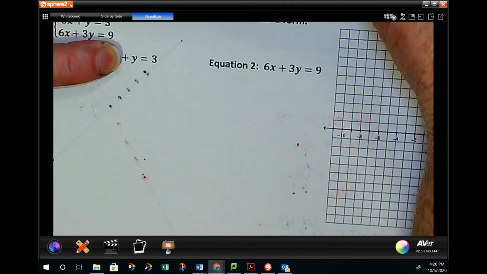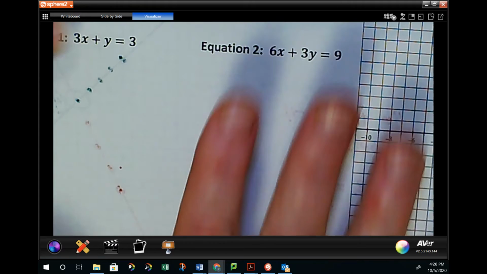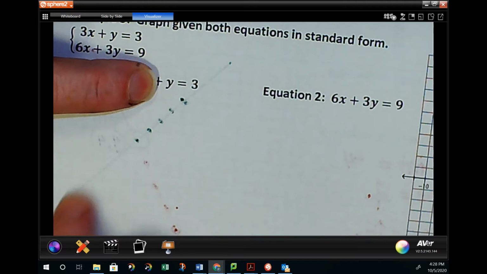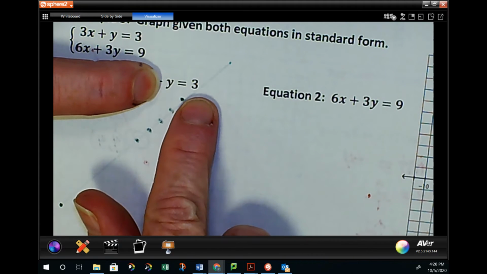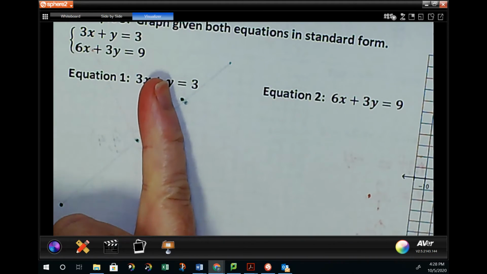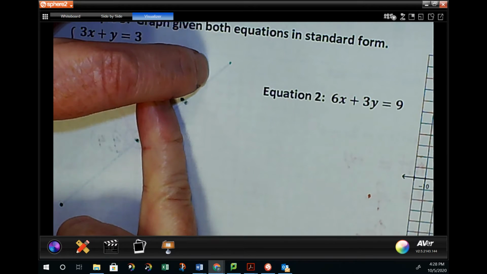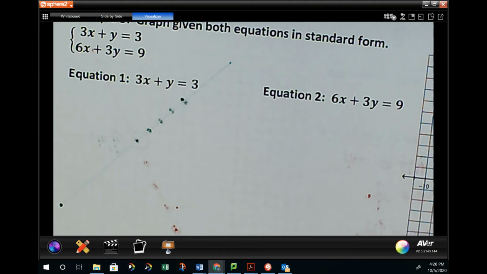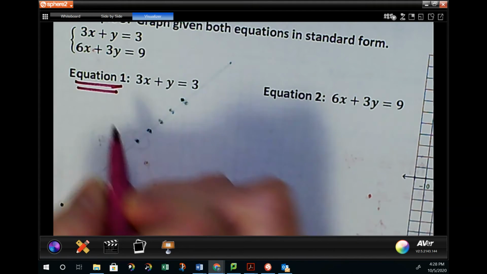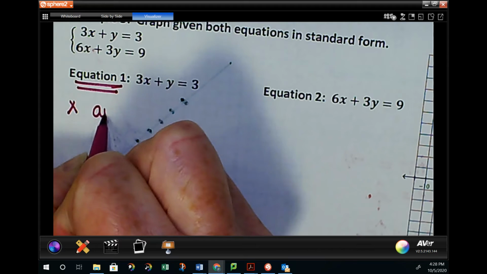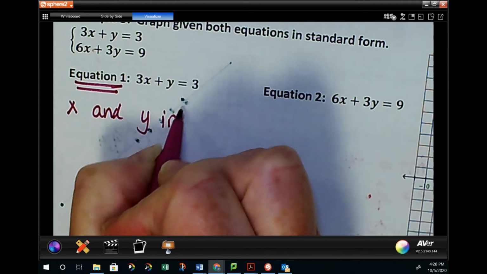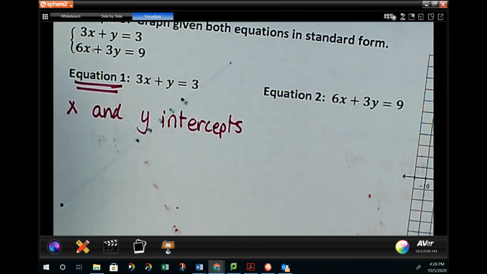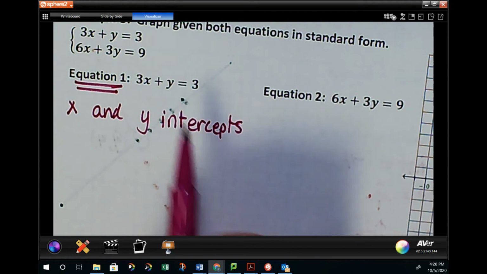I'm going to make this bigger so you can actually see. On that first equation, if I cover up 3x, because 3 times 0 is 0, my y-intercept would be 3. That would be simple. So I'm going to find the way that's going to work easiest for me, and I'm going to use x and y intercepts. It doesn't always work, but on this one it works out pretty well.